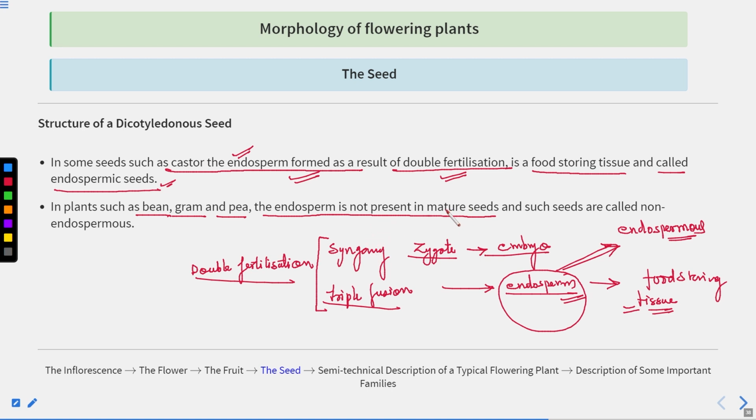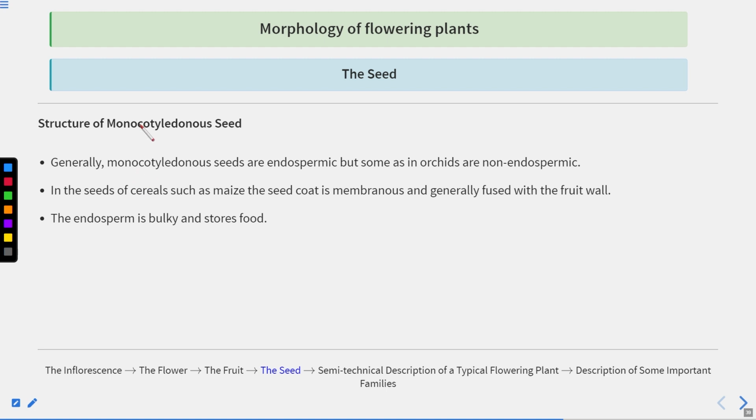Okay? In mature seeds, the endosperm is not present. Such seeds are called non-endospermous. So on the basis of the presence or absence of endosperm, the seeds can be endospermic when the endosperm is present, and when the endosperm is absent, it is called non-endospermous. So generally the monocotyledonous seeds are endospermic. There are two types of seeds, monocotyledonous and dicotyledonous. Monocotyledonous seeds are endospermic, but as in the case of orchids, they are non-endospermic.